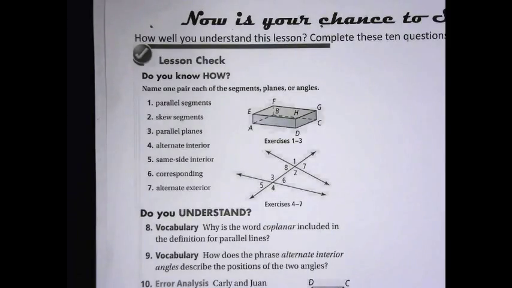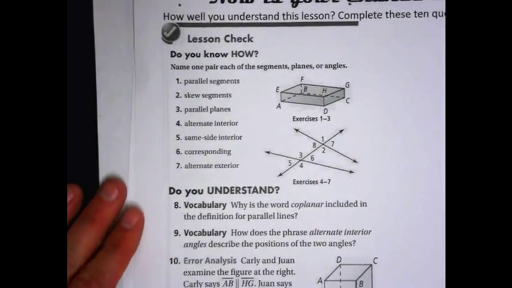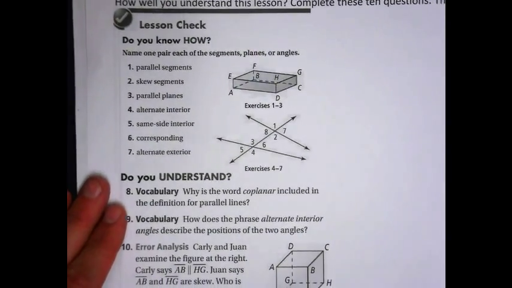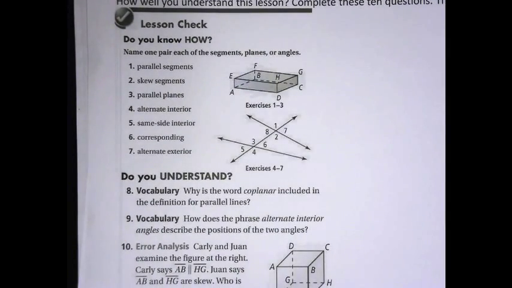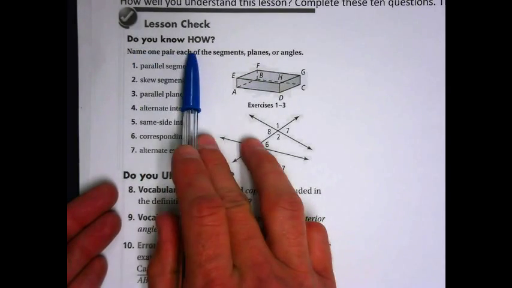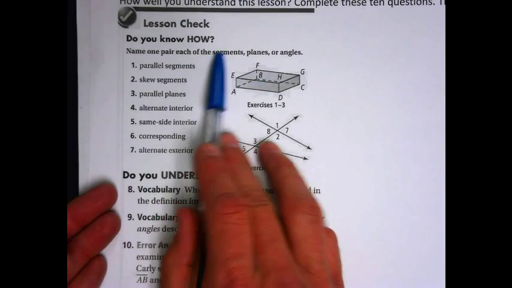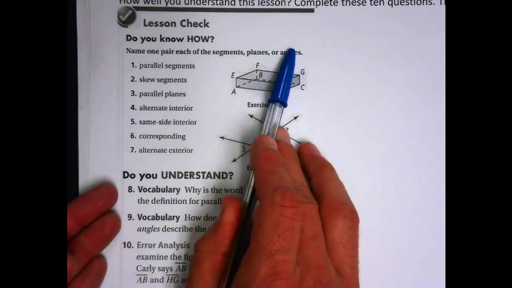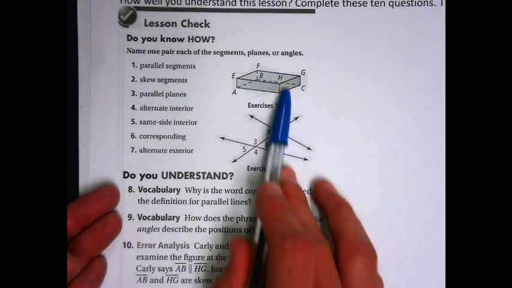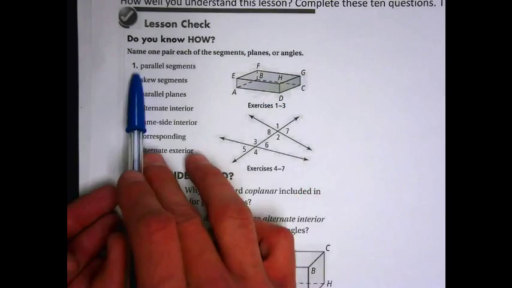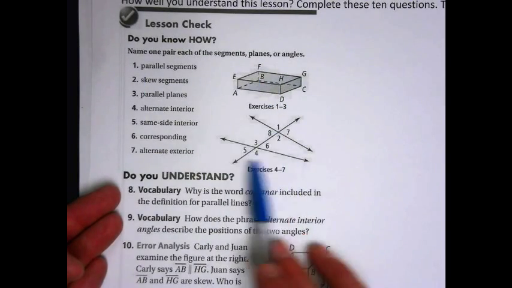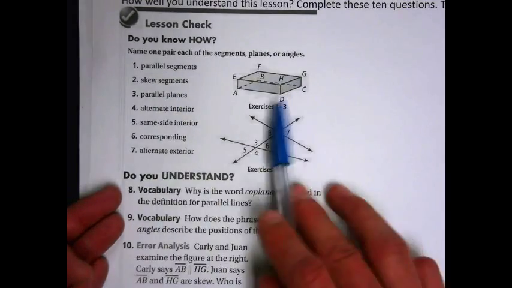Let's show the practice. Here's a nice little lesson check. Let's do some practice here. This is in the book as well, and I'm just going to answer these really quickly and give you a couple of examples of answers. Always read the directions. Name one pair each of the segments, planes, or angles. For this diagram, we're going to use it for exercises 1, 2, and 3. Exercises 4 through 7 are for this picture here.